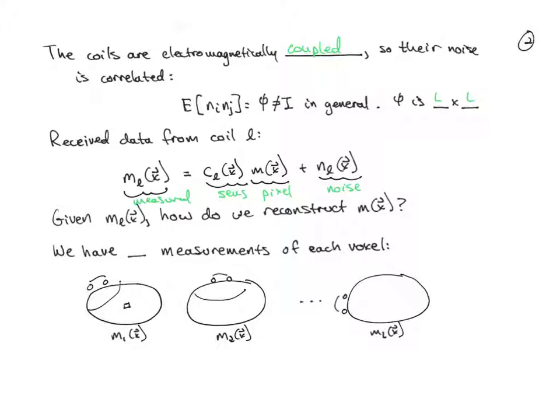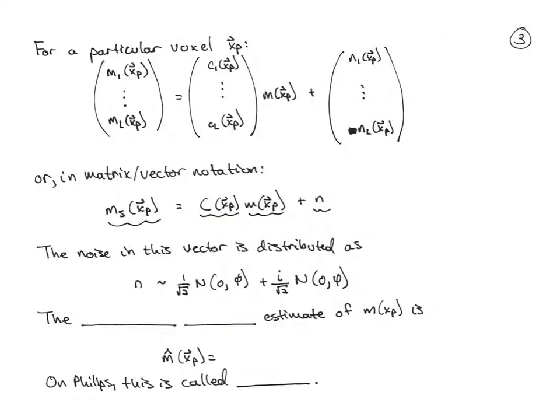So what we have here is L measurements of each voxel, right? Because each voxel is in every coil's image. Coil 1 received this voxel, coil 2 received this voxel, and coil L also received this voxel. And we need to figure out how we're going to stitch these images together. So for a particular voxel at x sub p, we have the following system of equations. The individual coil images are equal to the true value of the signal there multiplied by each coil sensitivity, and then added to that the noise from each coil.